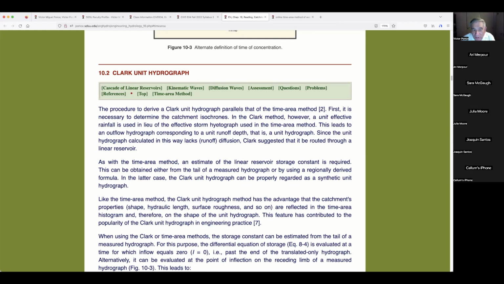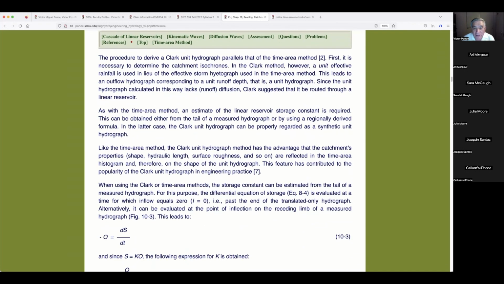Since the unit hydrograph calculated in this way lacks diffusion, Clark suggested that it be routed through a linear reservoir. Okay, an estimate of the linear reservoir constant is required. Otherwise, you are circling around and don't solve a problem. This can be obtained either from the tail of a measured hydrograph or by using a regionally derived formula.